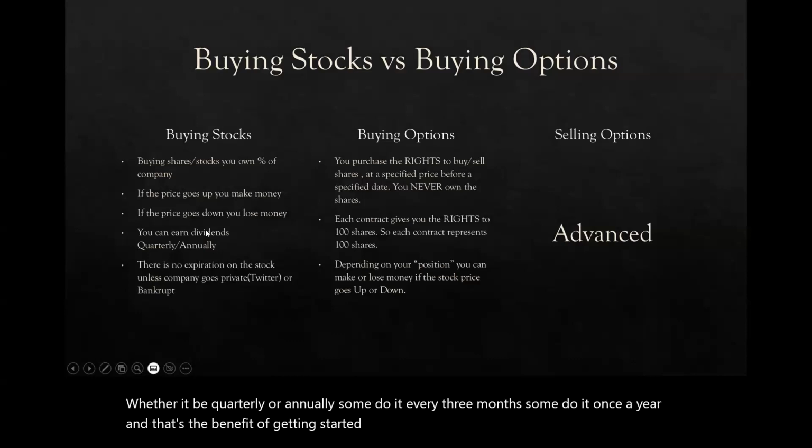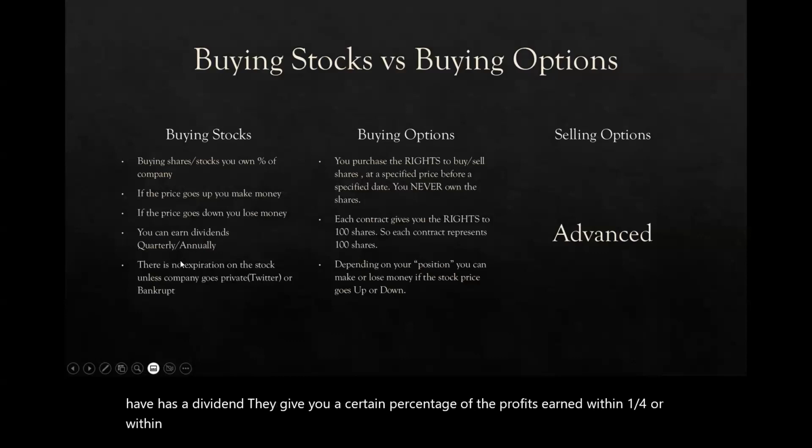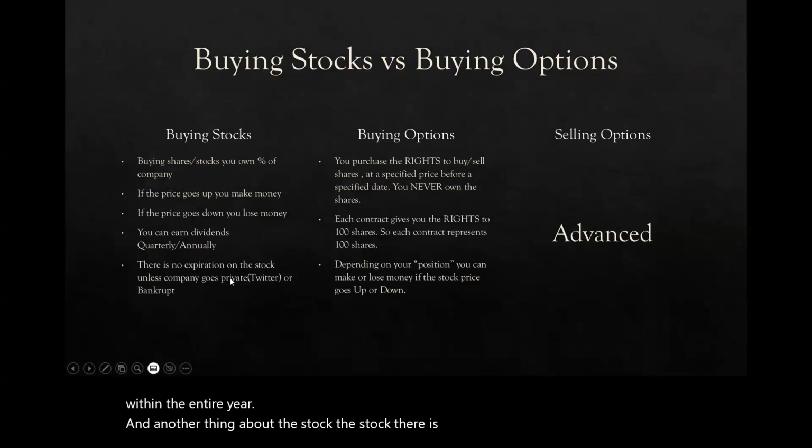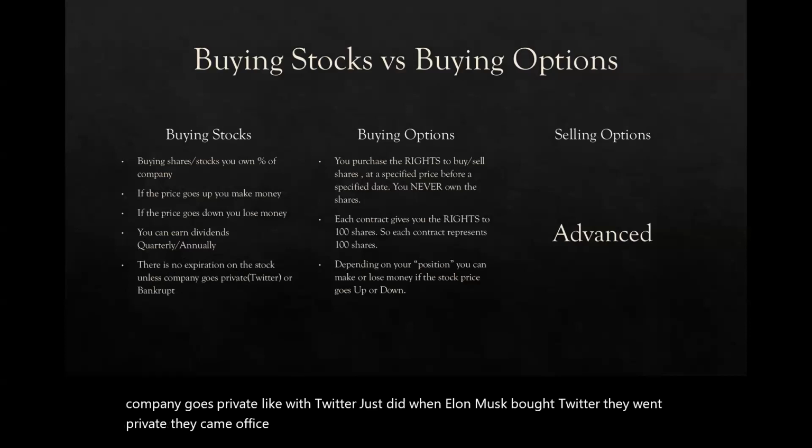Coca-Cola is one of them. They have a dividend. They give you a certain percentage of the profits earned within a quarter or within the entire year. And another thing about stock is that there is no expiration on it, unless a company goes private, like what Twitter just did. When Elon Musk bought Twitter, they went private. They came off the Dow Jones and off the whole New York Stock Exchange.